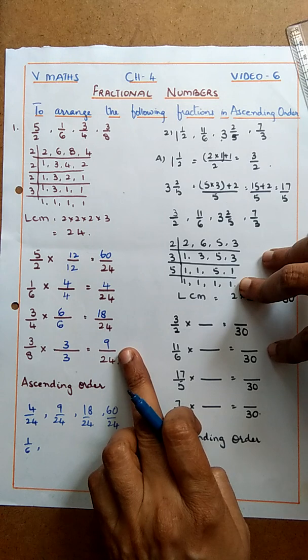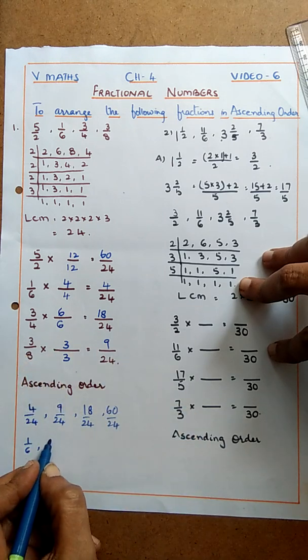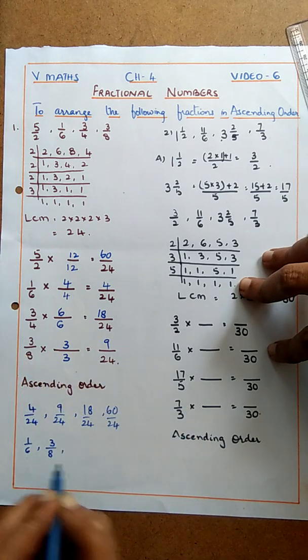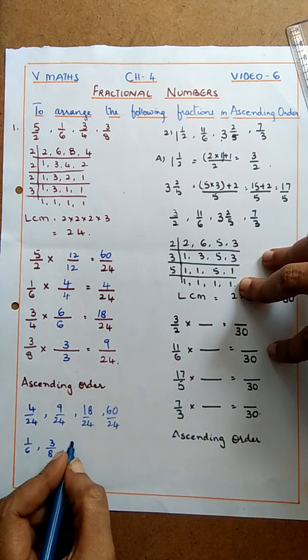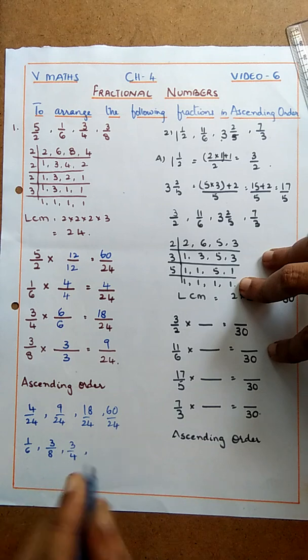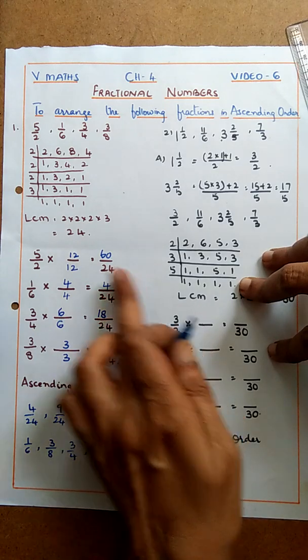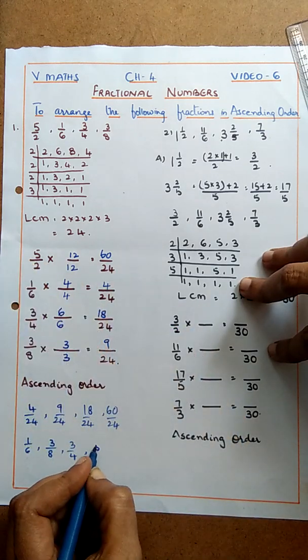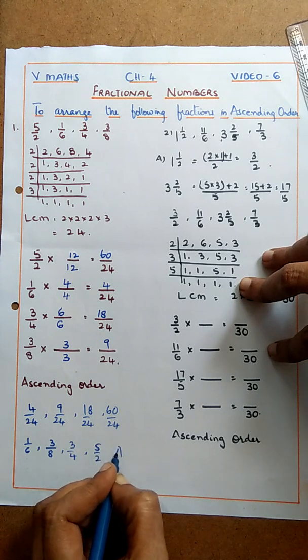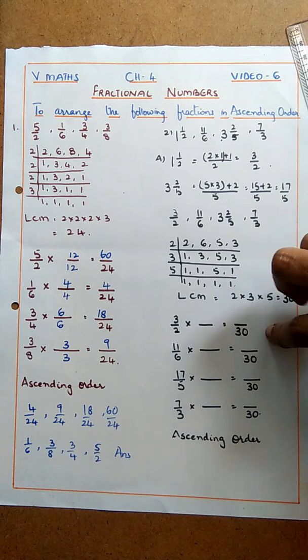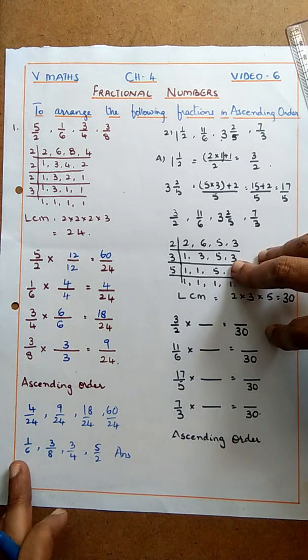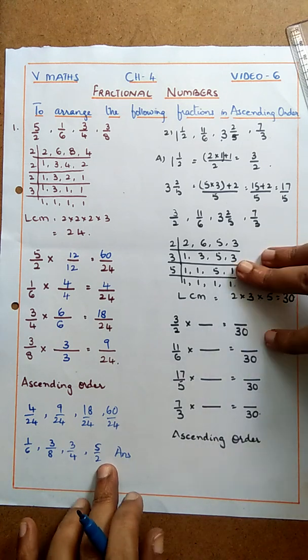Next, 9 by 24 is 3 by 8. Represents 3 by 8. And 18 by 24 represents 3 by 4. And 60 by 24 represents 5 by 2. So, we have written all the fractions in the ascending order. This is the smallest one and this is the largest one.